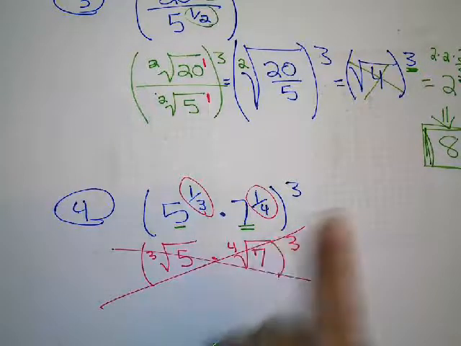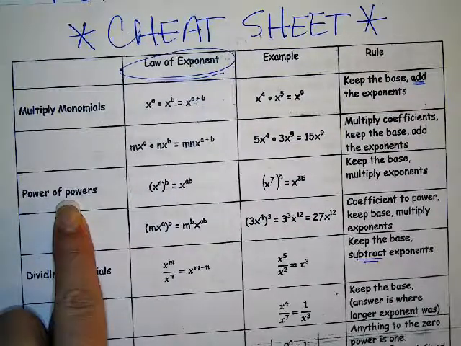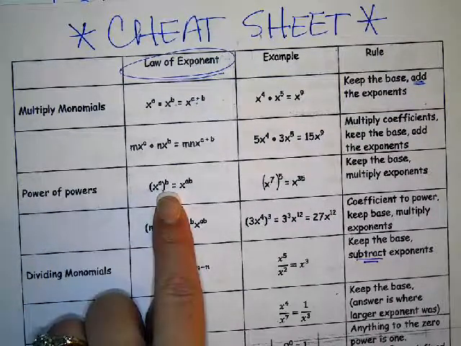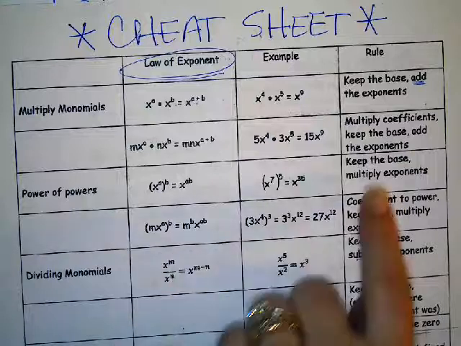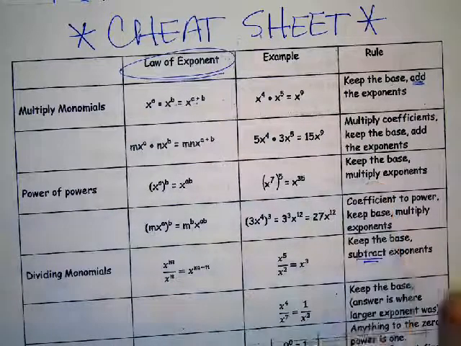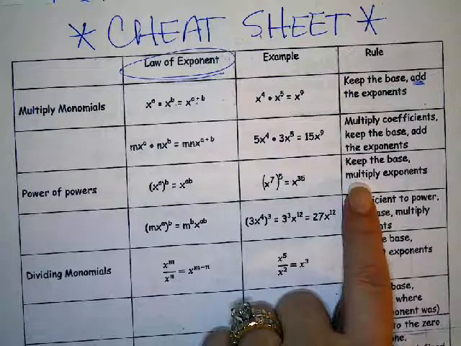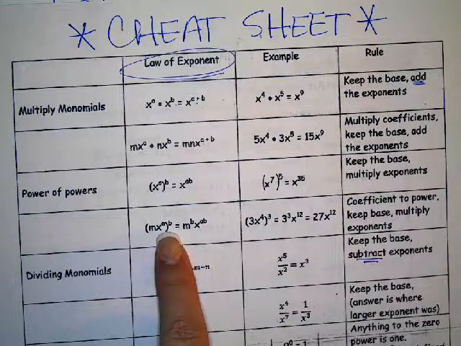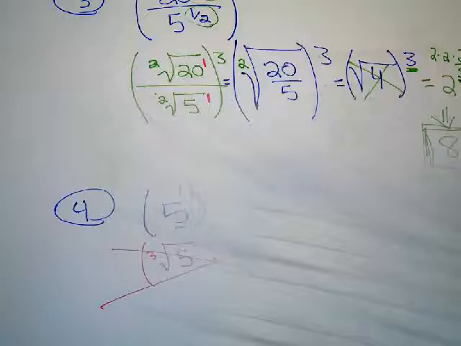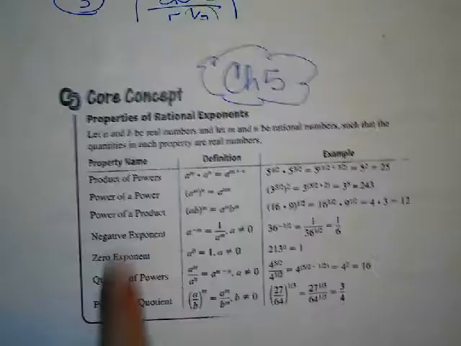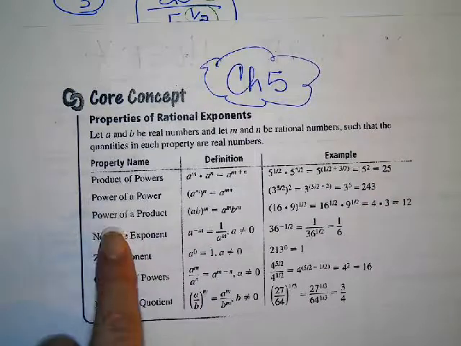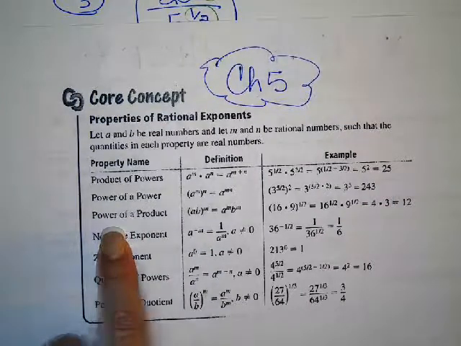So if we look on our little cheat sheet, which is kind of a bigger one on the front, we have powers of powers right here. There's one example. If we look over, it says that we're going to multiply the exponents. If you have a power to a power, you multiply the exponents. It says it on both of them. If I look on the back, here's a power of a power. Here's a power of a product.